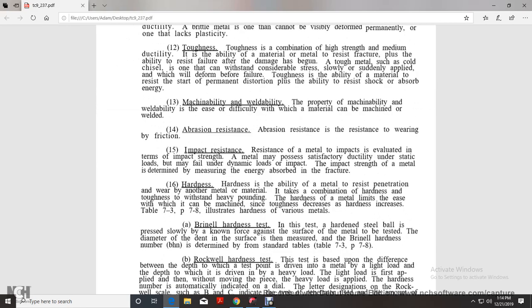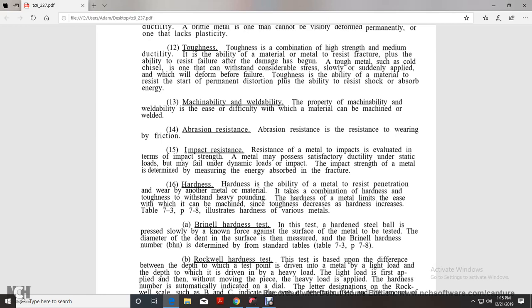Machinability and weldability are properties describing how easily or with what difficulty a material can be machined or welded. Abrasion resistance is the resistance to wearing by friction. Impact resistance of a metal is evaluated in terms of its impact strength. A metal may possess satisfactory ductility under static loads but may fail under dynamic loads or impact. Impact strength is determined by measuring the energy absorbed in the fracture.